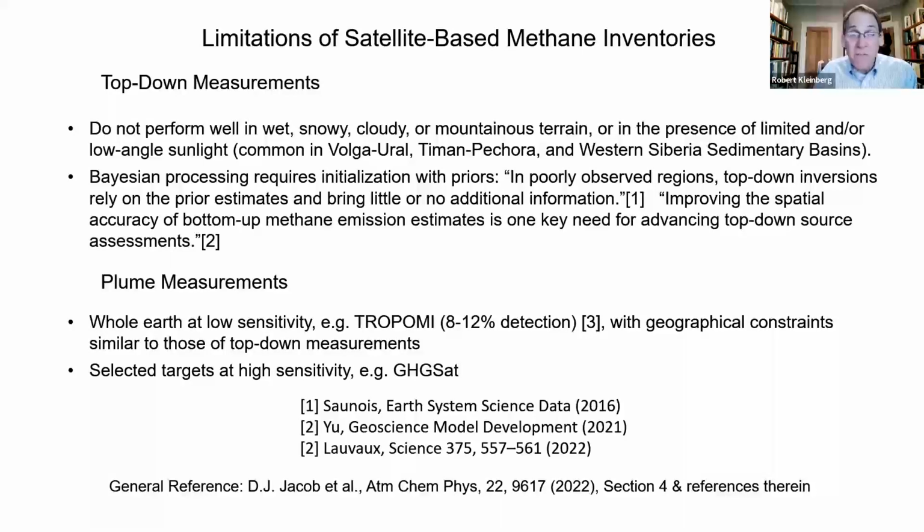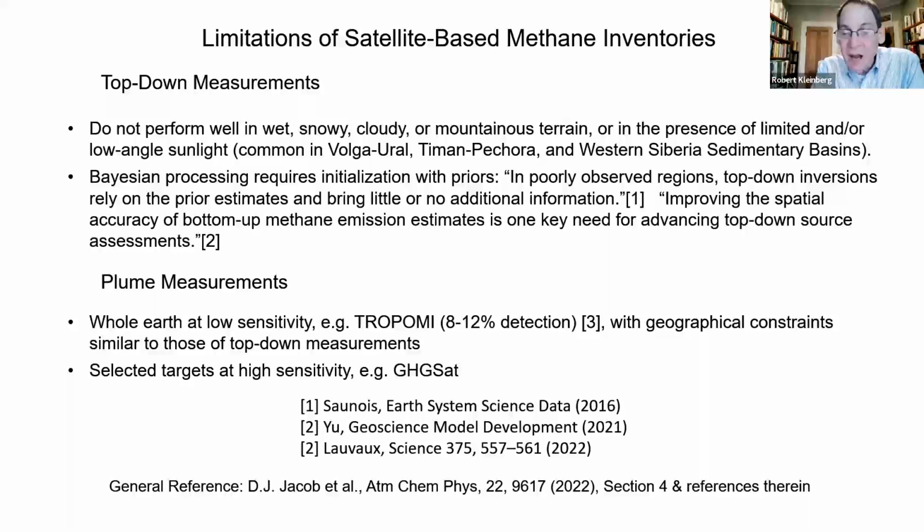So just to quote some papers that have come out, this is from a paper principally authored by Marielle Saunois back in 2016. In poorly observed regions, which is Russia, top-down inversions rely on the prior estimates, that's the initialized guesses, and bring little or no additional information. So where the satellite measurements aren't really, really good, what you're looking at mostly is your initial guess.